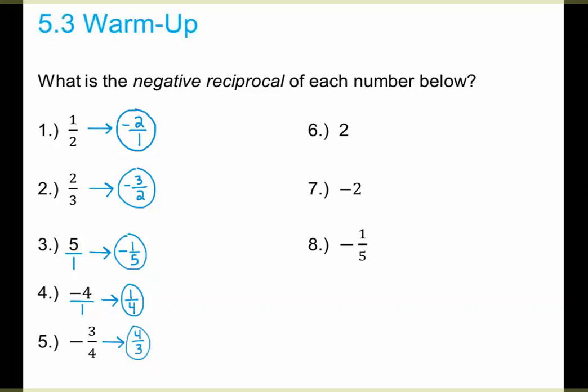So hopefully you're getting the hang of this now. Okay. On number 6, 2 or 2/1, the negative reciprocal is going to be negative 1/2. Once again, we're just flipping the number and negating it. Negative 2/1, the negative reciprocal, is going to be positive 1/2. And then lastly, negative 1/5, it's going to become positive 5/1. And remember, 5/1 is the same as 5.